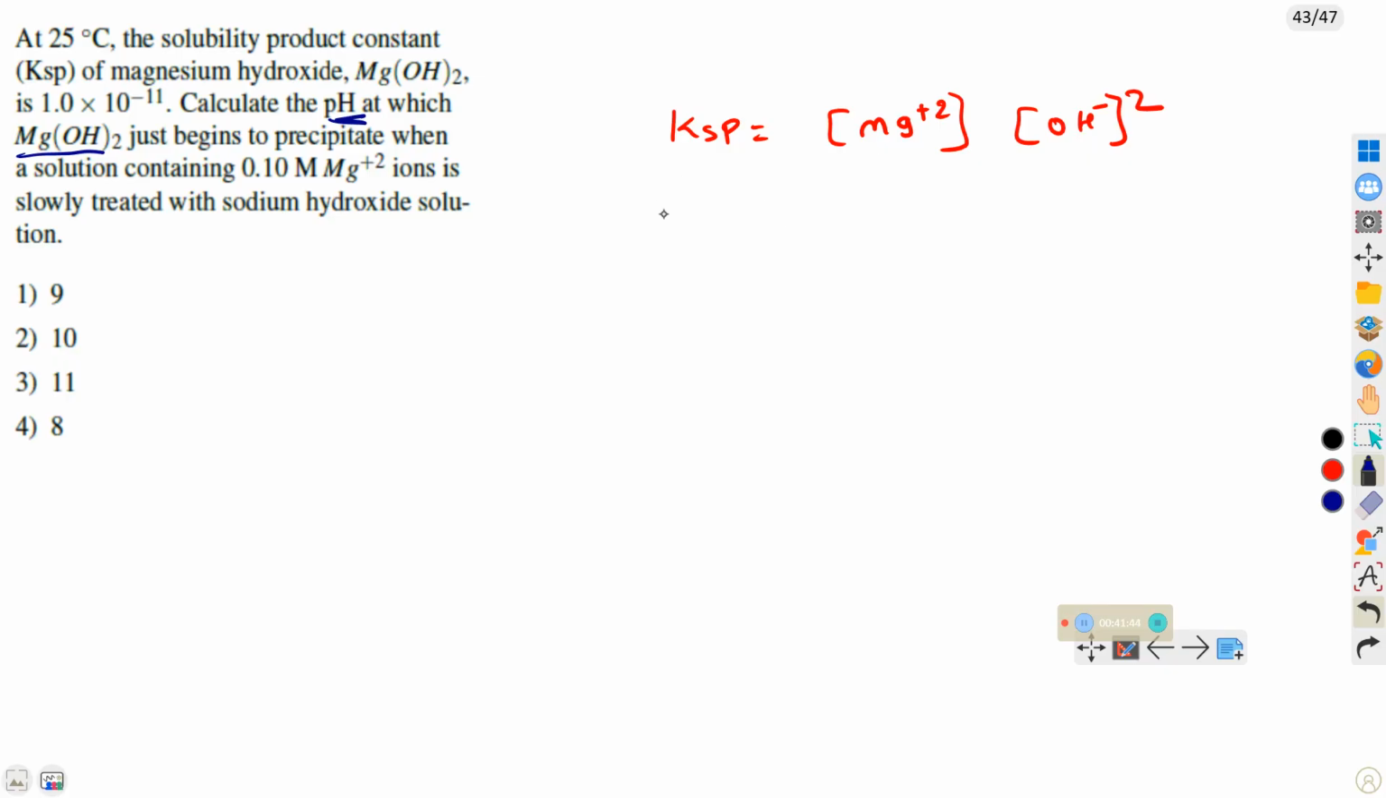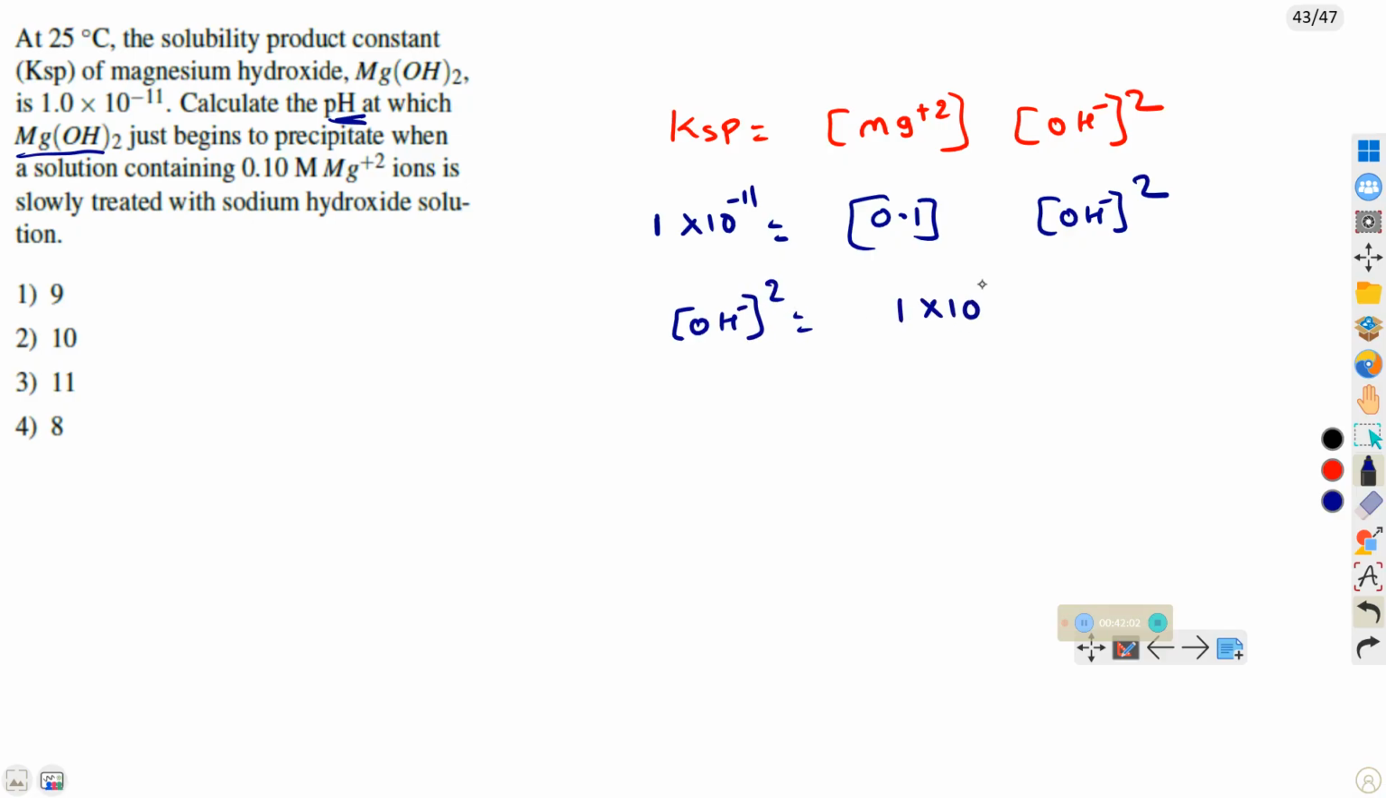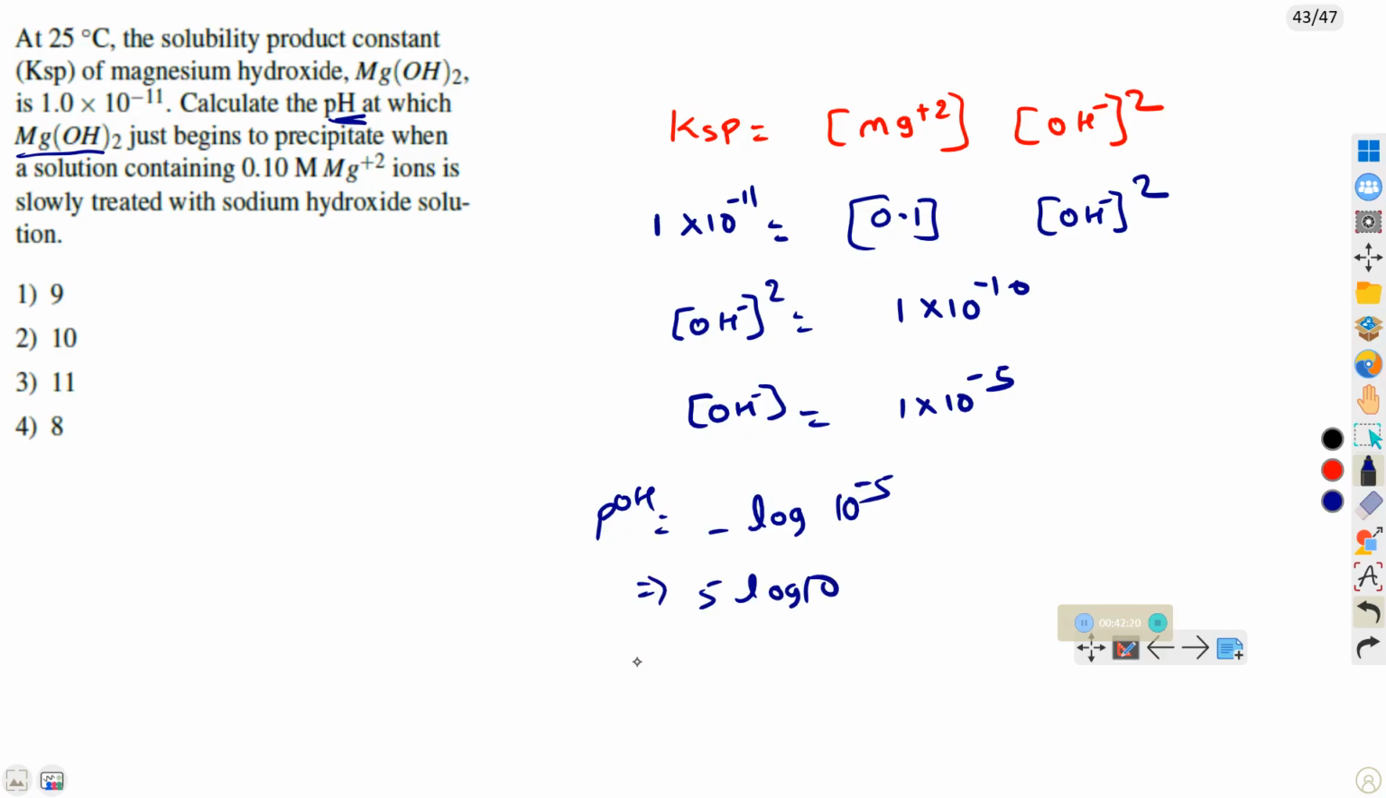Now KSP value is 1 into 10 power minus 11 is equals to Mg2 plus ion concentration is given as 0.1 into OH minus ion concentration whole square. Then OH minus ion concentration whole square is equals to 1 into 10 power minus 10. OH minus ion concentration is 10 power minus 5. Now pOH calculate. pOH is equals to negative logarithm of 10 power minus 5, that is 5. pH is equals to 14 minus 5, that is equals to 9. First option.